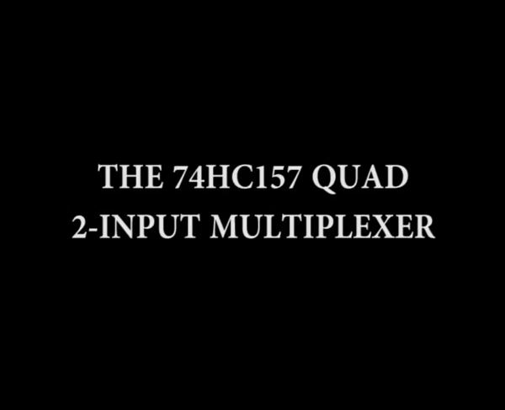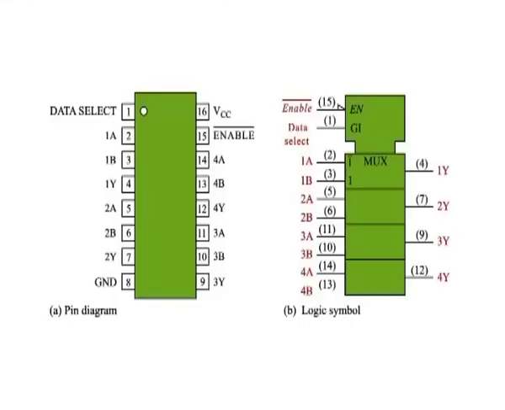The 74HC157 quad 2-input multiplexer. The pin diagram and logic symbol for the 74HC157 is shown here. It consists of 4 separate 2-input multiplexers. Each of the 4 multiplexers shares a common data select line and a common enable. Because there are only 2 inputs to be selected in each multiplexer, a single data select input is sufficient.